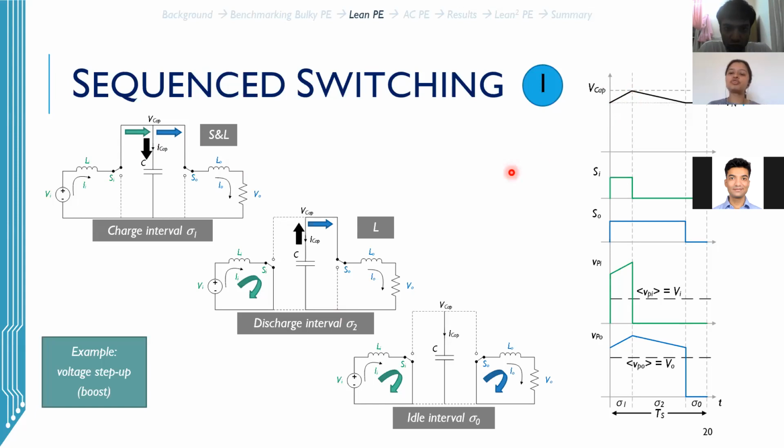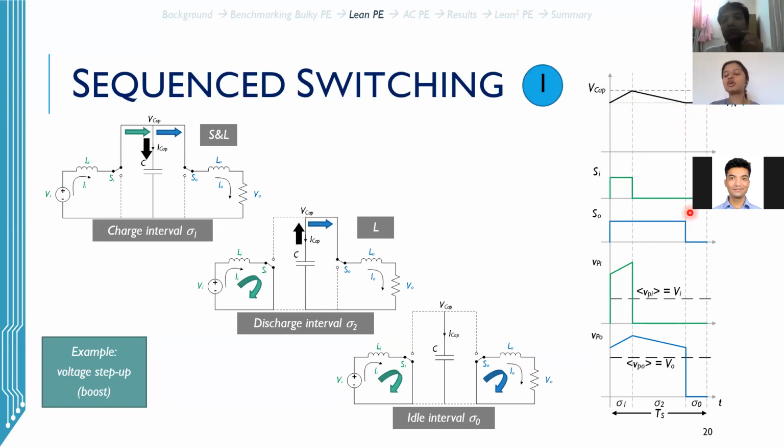Since this is a boost operation, the capacitor has excess energy, and during the other half of the interval, we discharge the capacitor of all its energy. Now, since we are looking at fixed switching frequency operation, the source and the load have a freewheeling path, and there is no energy transfer between the source and the load.